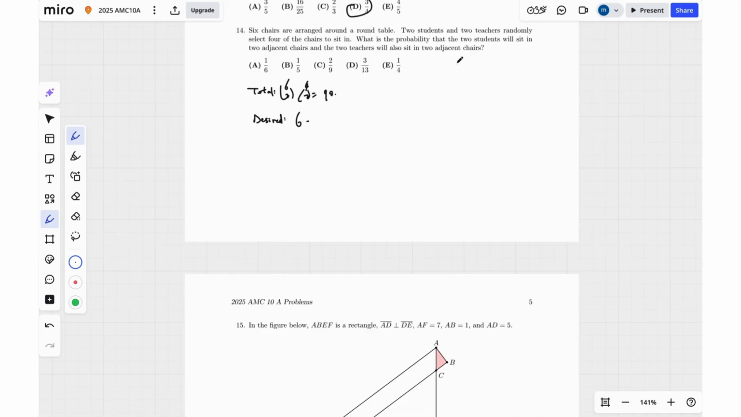And afterwards, if we draw it out, let's say these 2 are occupied. So then there's 1, 2, 3 ways to choose the teachers, which is 18. So this means that 18 over 90 goes to 1/5. So the answer is B.